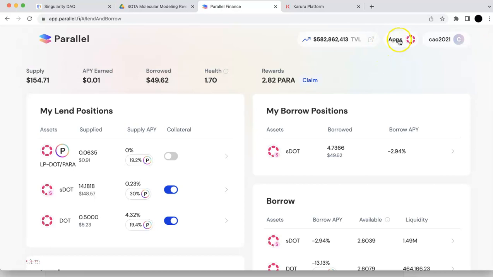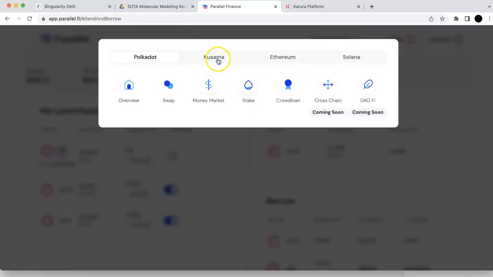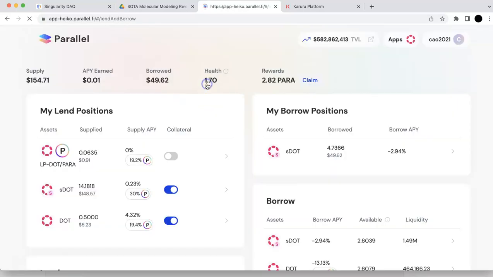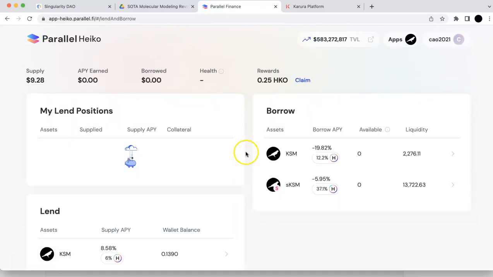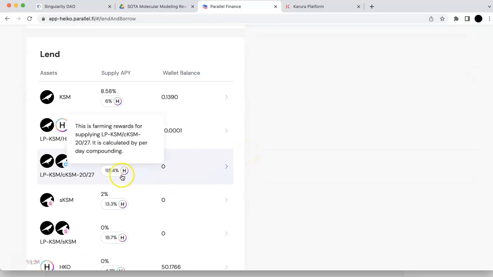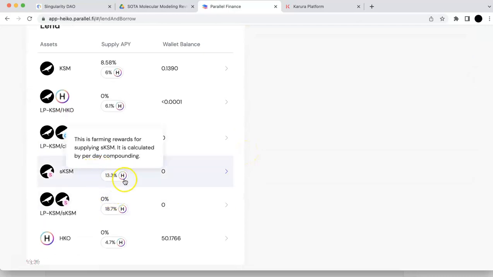Now we can go to the KSM and to the money market. So what happened is here you are going to see the SKSM. So you are going to earn 2% APR plus the 13.3% HKO HICO. So this is overall around 15% already.